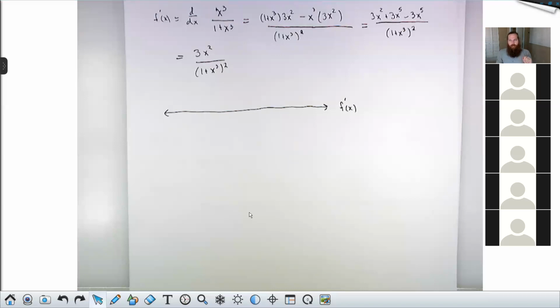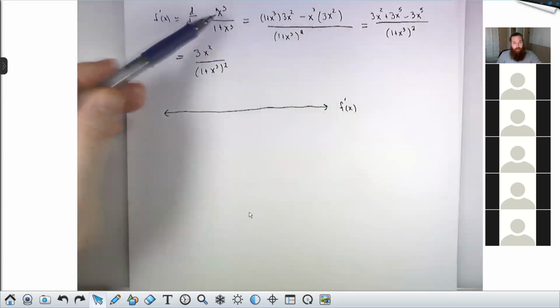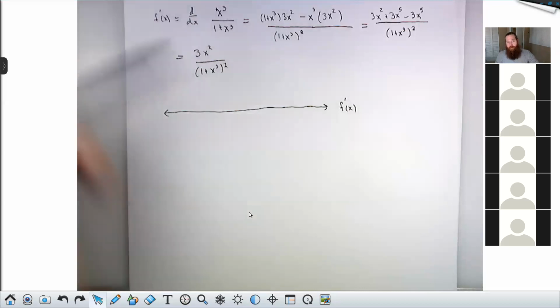So you need at least two. F prime to tell you where you're increasing and decreasing, f double prime to tell you where you're concave up or concave down. And then sometimes if you have extra time and you're nervous about your graph not coming out beautiful, you can make a number line for f itself. Here it's fairly clear that f itself will be positive if x is positive and negative if x is negative.